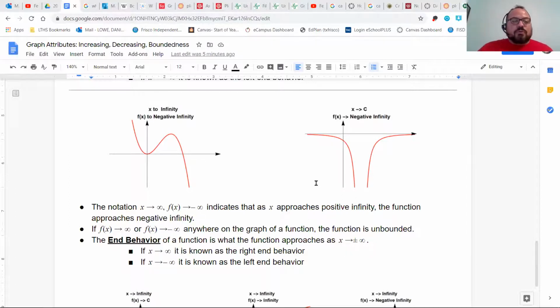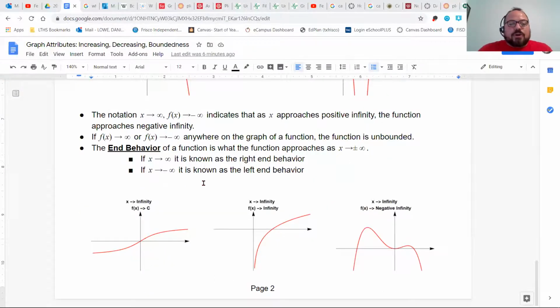And really and truly, for these end behaviors, x going towards infinity or towards negative infinity, there are only three possibilities. Either the function is approaching a value, or the function is going towards positive infinity, or the function is going towards negative infinity. So that is working with end behaviors as one of our attributes of functions. Be sure that you stay up with all the attributes of functions that we need you to be familiar with.